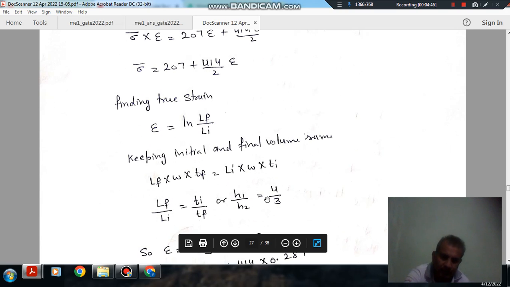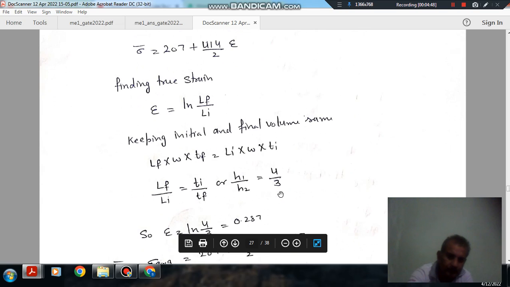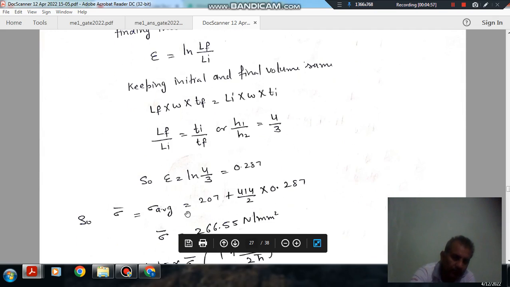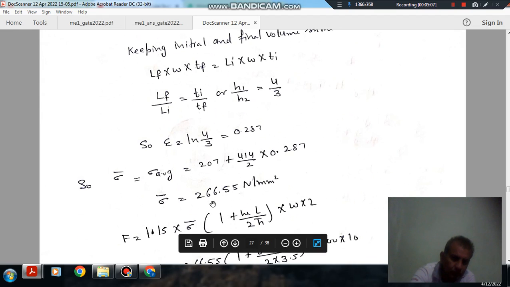So our H1 by H2 is equal to 4 by 3. Putting the value here, 4 by 3, epsilon will be 0.287. Now we can find out the average stress. Putting the value of epsilon here, sigma bar will be 266.55 Newton per mm squared.